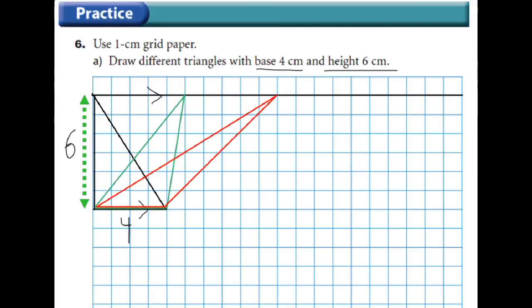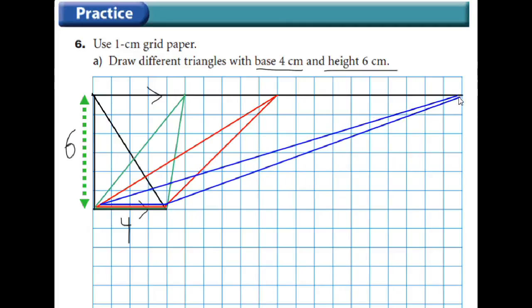And blue, I'm going to go way as far as I can go. Now these shapes are dramatically different, but what do they have in common? They all have a base of 4. We've proven that here. They're all overlapping. And they all have a height of 6.